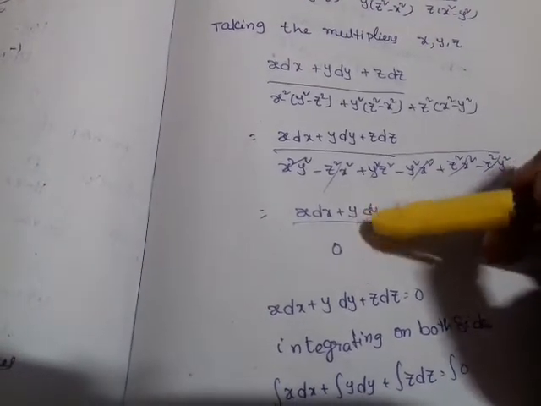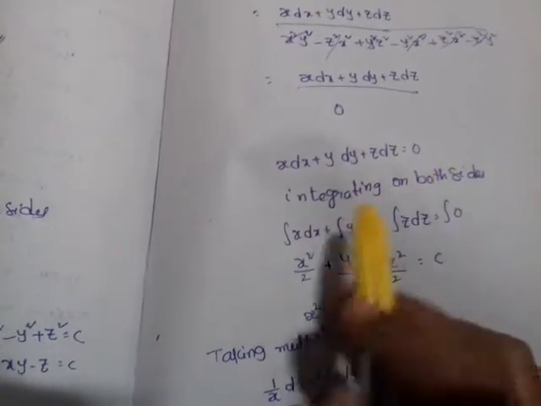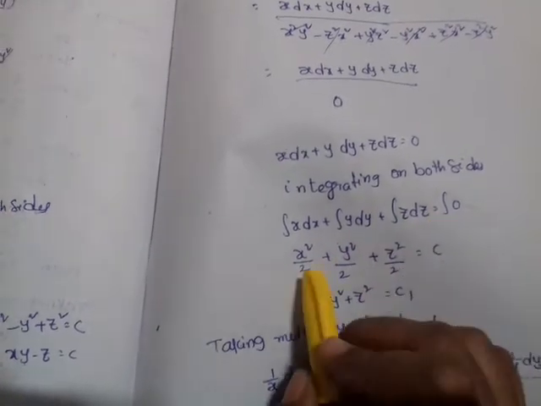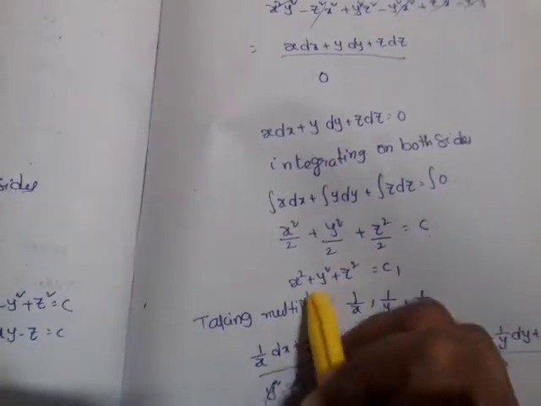So the denominator is becoming 0, then we can integrate. Integrating on both sides, integral x dx plus integral y dy plus integral z dz is equal to integral 0. That is x square by 2 plus y square by 2 plus z square by 2 is equal to c. So x square plus y square plus z square is equal to c1.